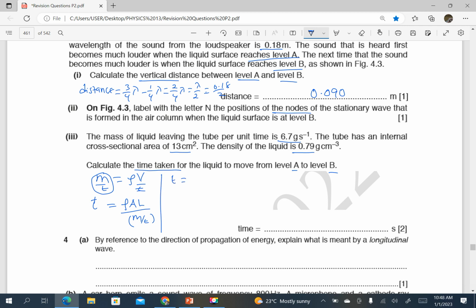So T is going to be density. The density is 0.79. I'll add the units so that people see that they cancel out. Grams per centimeter cubed, times the cross-sectional area, which is 13 centimeters squared, times the length, which is the distance through which the liquid moves, that is 0.090 meters. In centimeters, we multiply it by 100, so it becomes 9 centimeters, divided by the mass per unit time. The mass per unit time is 6.7 grams per second.